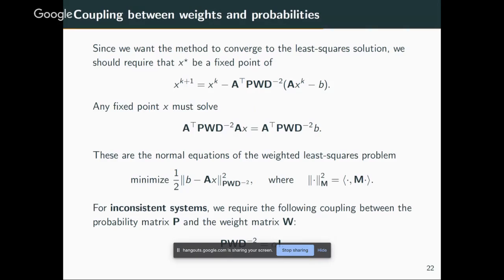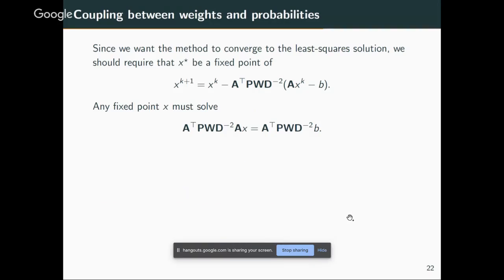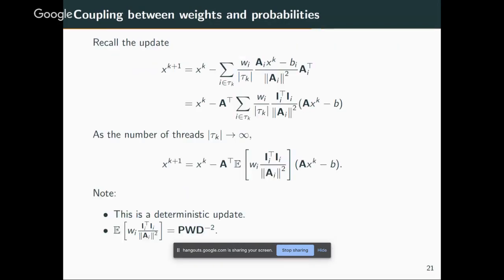What was that? Sorry. Yeah, what is W? I forgot what W is. So W is a diagonal matrix as well. The diagonal entries of W are coming from the weights that we're using in this weighted average. So W will be a diagonal matrix with positive entries, and the weights are going to be the weights that we use in the average.